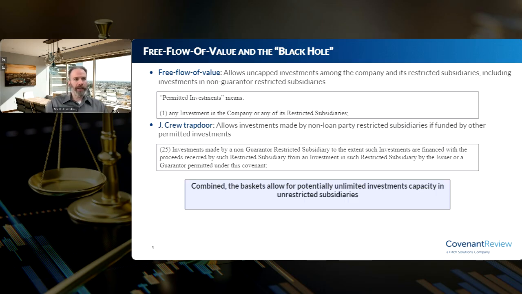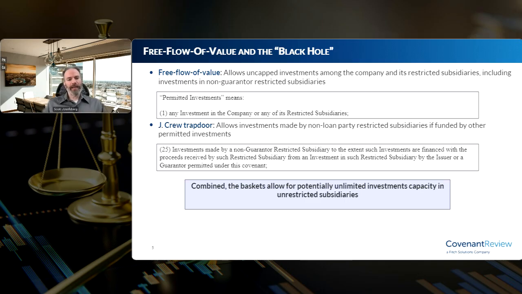And so the difference was we have the pass-through basket, and on the slide it's permitted investments clause number 25 that we show. But instead of pairing that with a limited basket for investments in non-guarantor restricted subsidiaries, we're pairing that with what we often refer to as the free flow of value problem. So this occurs in loans sometimes, but is largely a high yield problem. And if we go back to the history of high yield bonds as unsecured instruments, it makes a little bit of sense. It's not great, but it makes a little bit of sense.